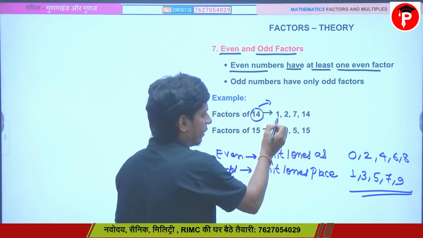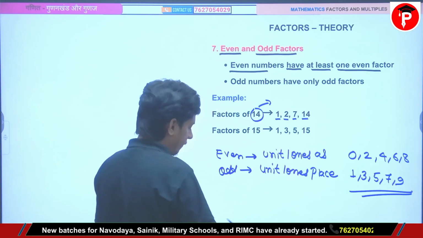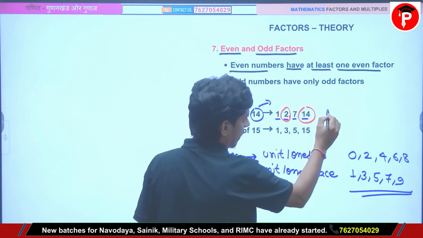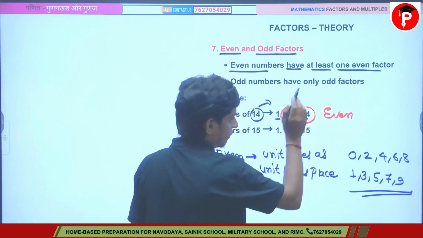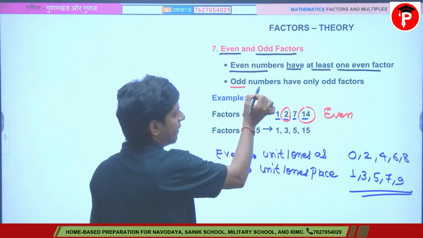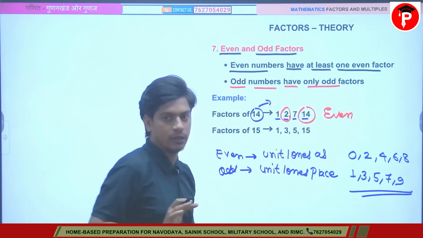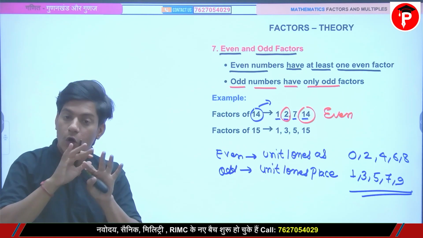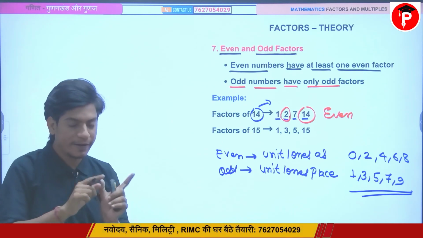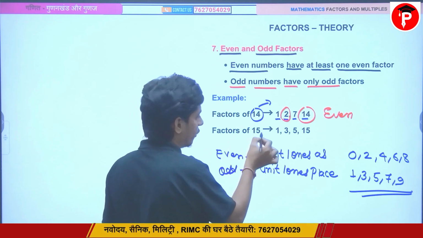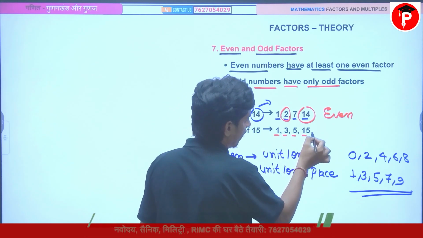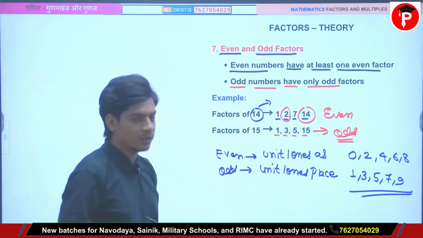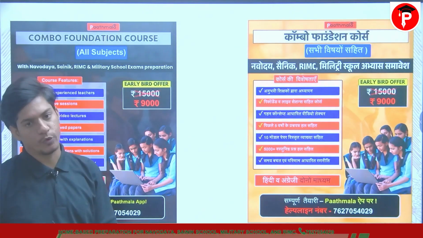Factors of 14 are 1, 2, 7, 14. If you look, this is number 2 and this is number 14. Both are even. The second statement: odd numbers have only odd factors. It means if a number is odd, its factors will always be odd. Don't get confused. Factors of 15 are 1, 3, 5, 15. All these numbers are odd. Got this? Now we are moving to the next.